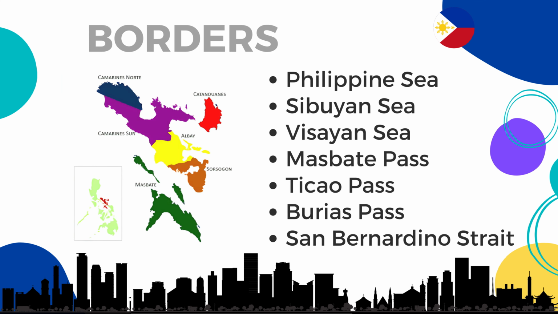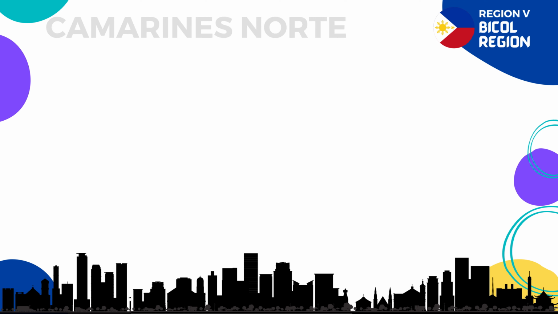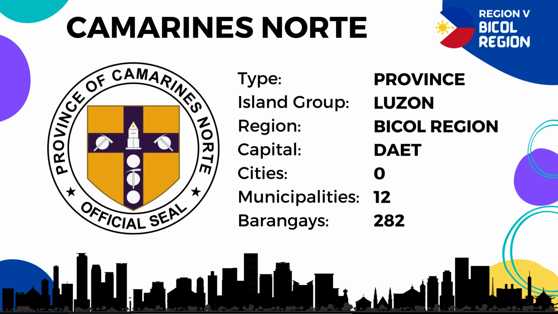The provincial capital of the province of Albay is Legazpi City. It is composed of 3 cities, 15 municipalities, and 720 barangays. For the province of Camarines Norte, the provincial center or the provincial capital is Daet. It is composed of 0 cities, 12 municipalities, and 282 barangays.